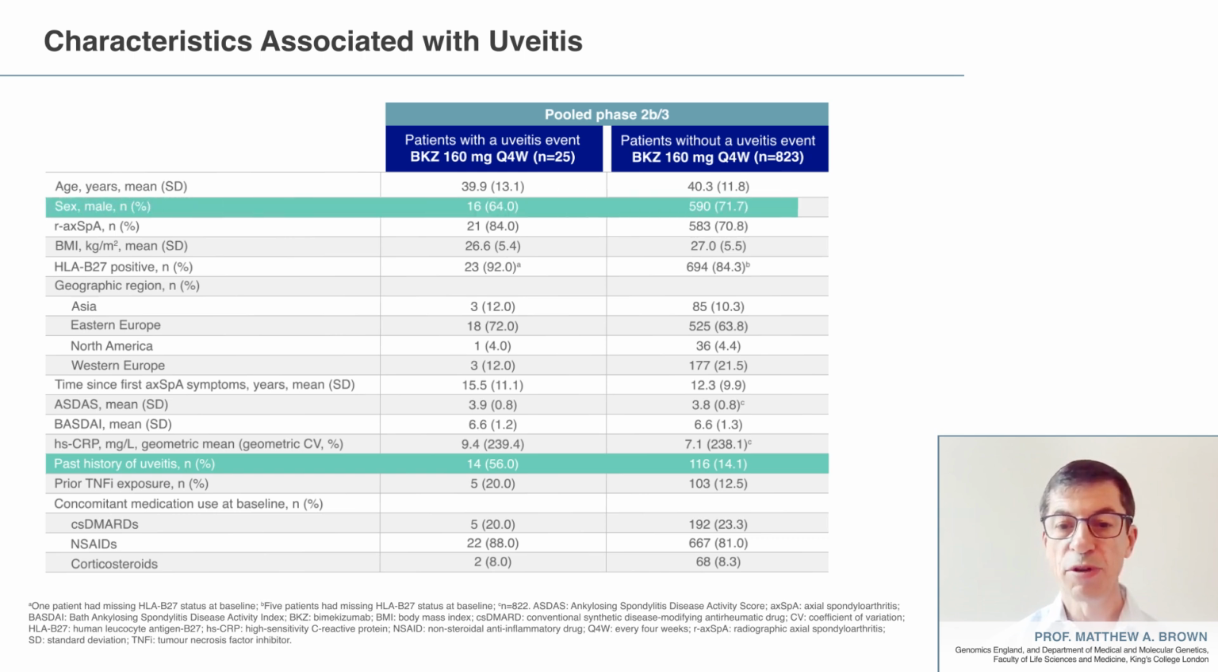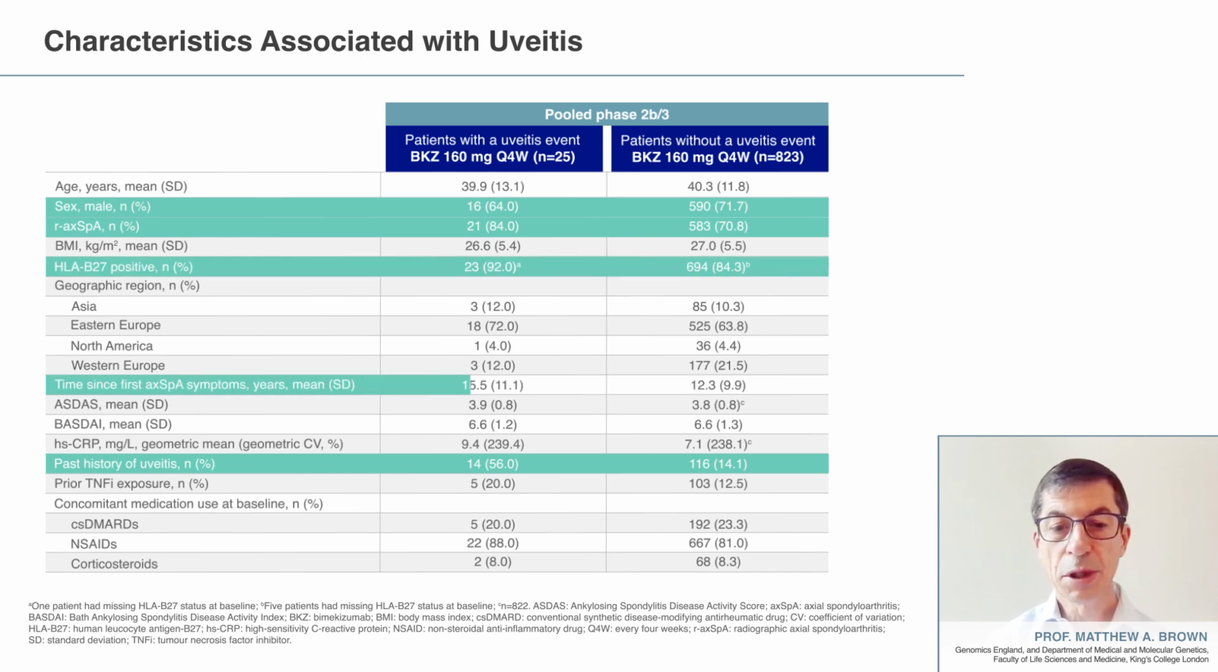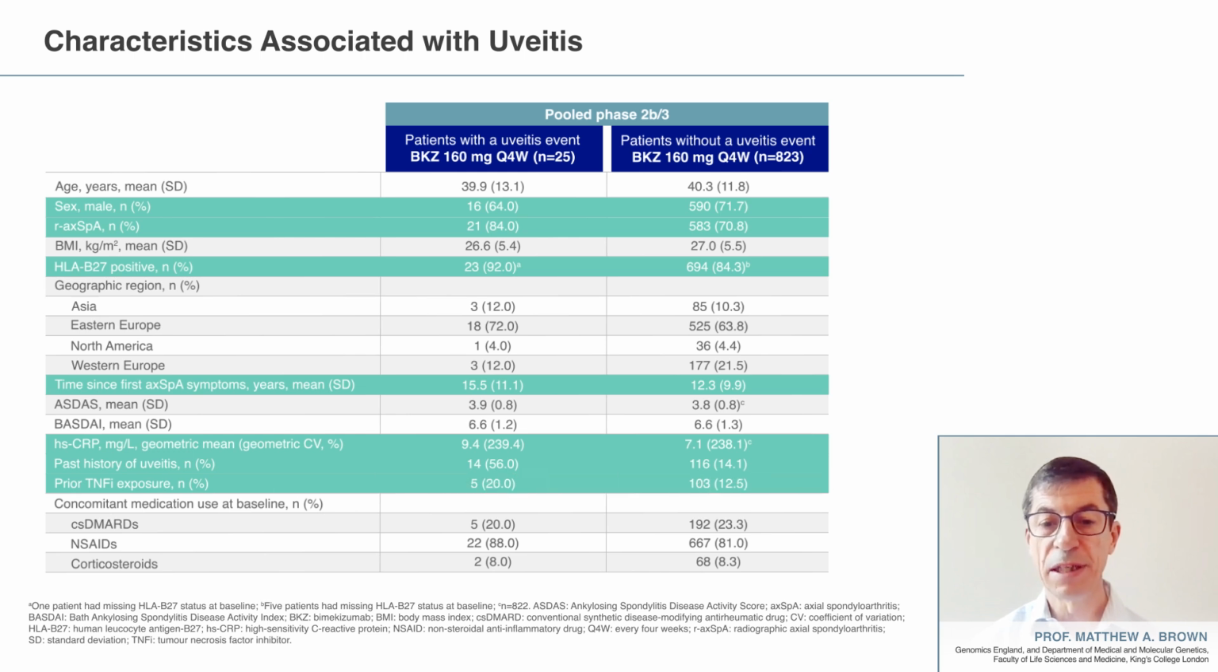Additionally, a higher proportion of patients who had uveitis events during the trials were female, had radiographic axSpA, were HLA-B27 positive, had a longer time since first axSpA symptoms to trial baseline, had higher high-sensitivity C-reactive protein levels, and had prior TNF inhibitor exposure. The patient numbers should be noted here. Only 25 patients treated with Bimekizumab had uveitis in the trials, compared with 823 who did not. Thus, the overall differences observed here should be interpreted with caution.